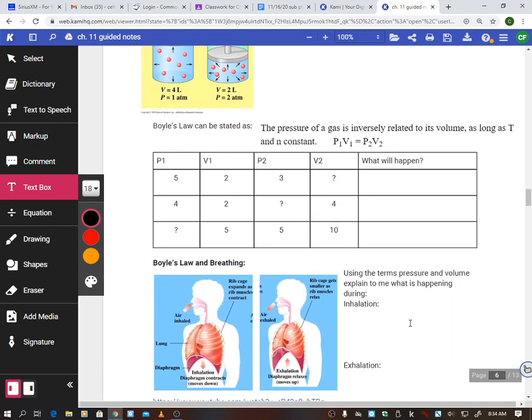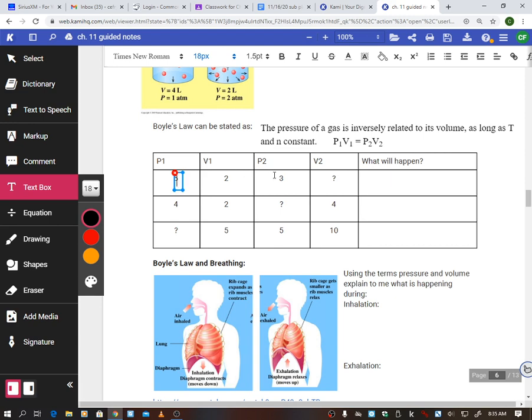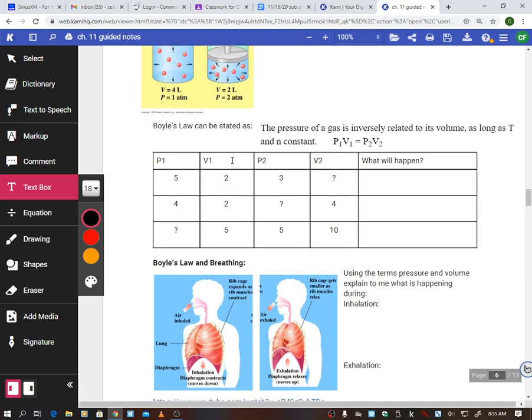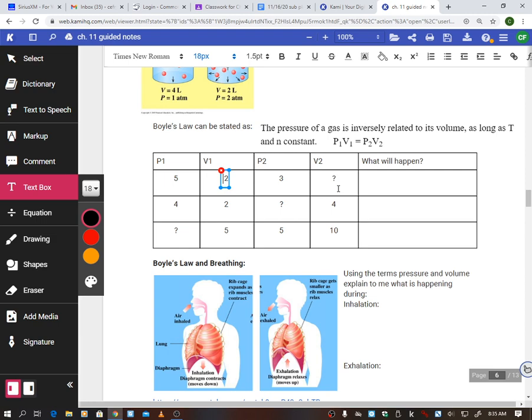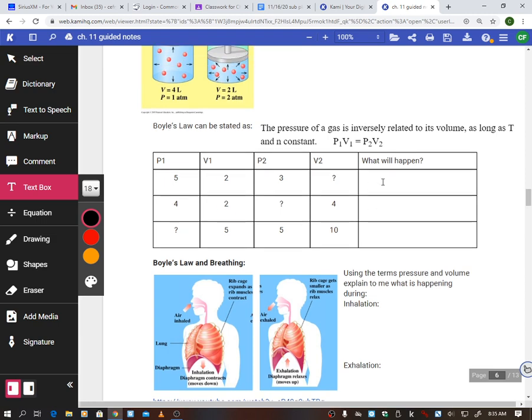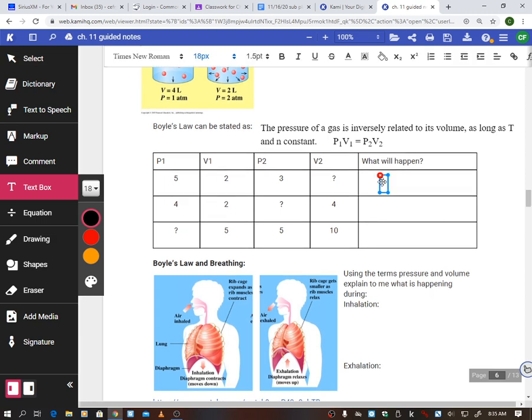Knowing this is inversely related, what that means is as one goes up, the other goes down. They're opposite of each other. So knowing that, let's look at this chart. We're just going to predict what will happen. I have my pressure 1 and my pressure 2, and I want to try to predict what my volume is going to do. If my pressure has decreased, then my volume is going to increase because they are opposite of each other.